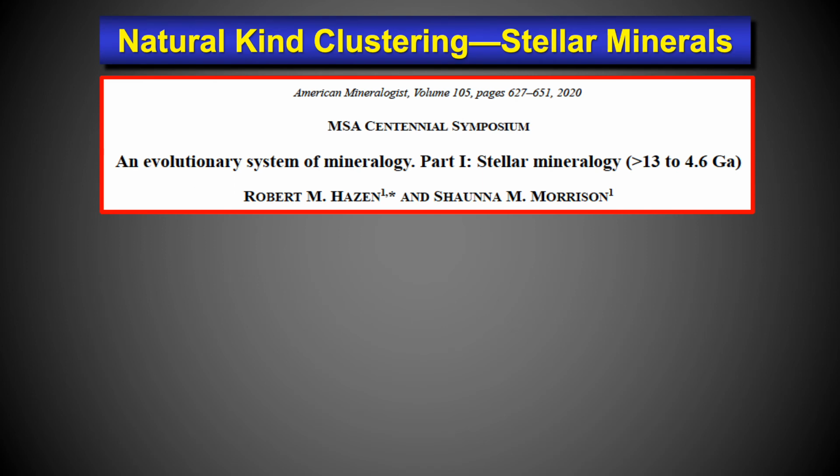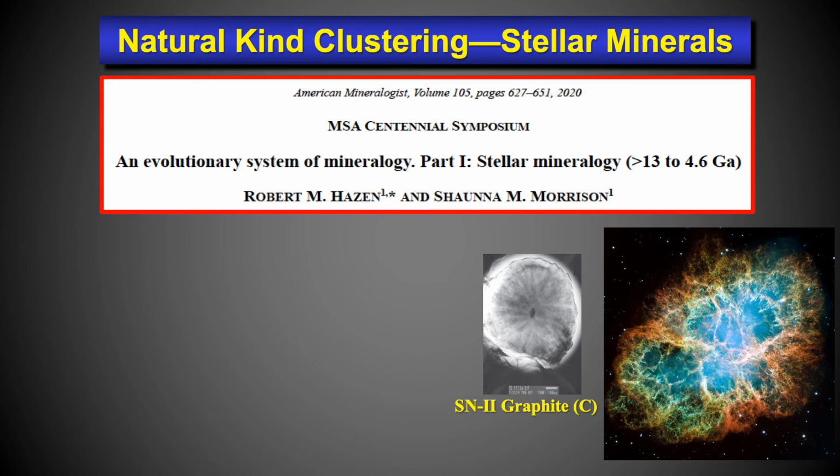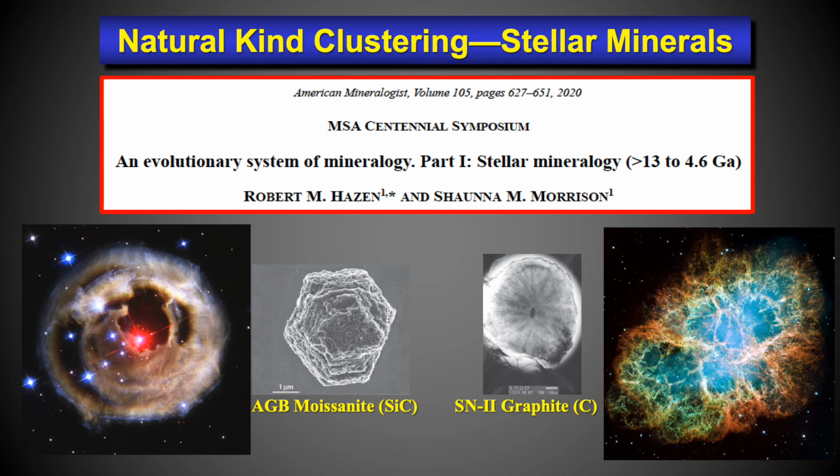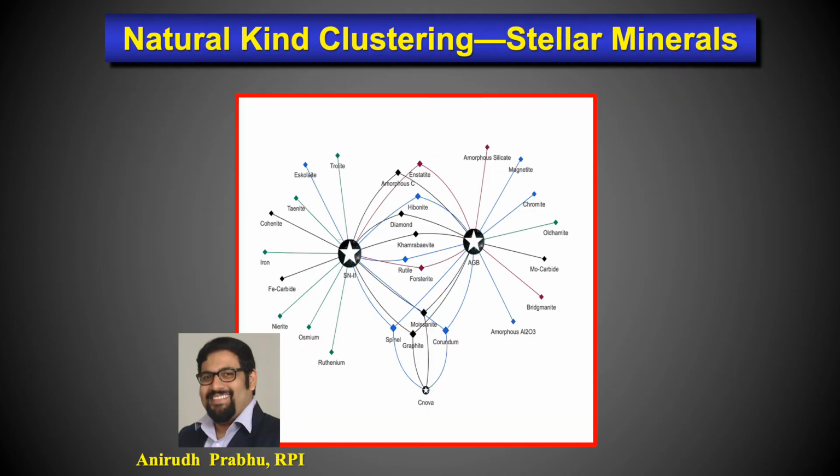Part 1 looks at stellar mineralogy. We look at different kinds of minerals, but also where they come from. So you have supernova graphite, you have AGB moissanite. These can be represented in a beautiful bipartite network. These diagrams are invented and created by our colleague Anirudh Prabhu at RPI.